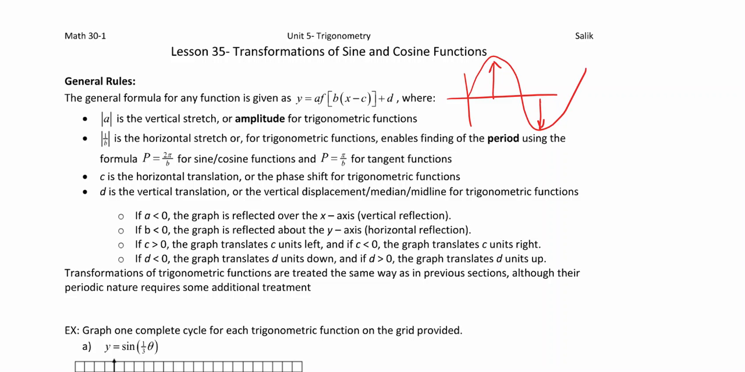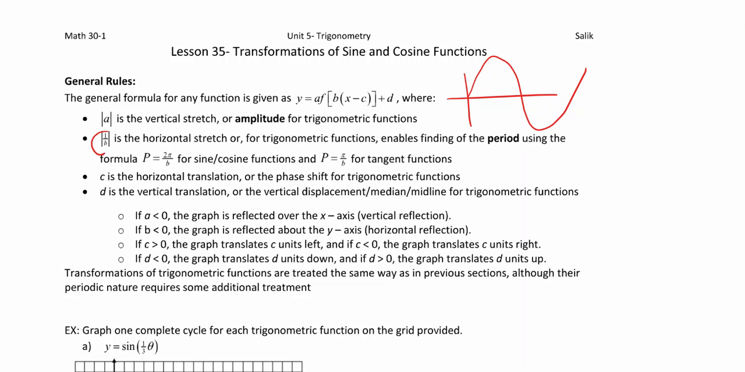So that's your amplitude. Your B value is going to be your horizontal stretch. If this thing was like an accordion, is it being stretched inward or is it being stretched outward? And it's going to be backwards again, so it's 1 over B that is the horizontal stretch. Same thing: it's always the opposite of the way it goes in the actual function.